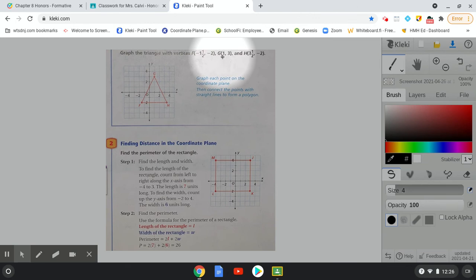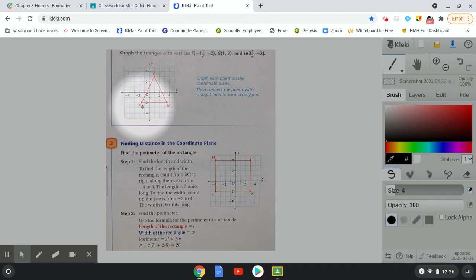Now to graph G, which is 1, 3. Go back to my origin, go right to +1, go up to +3, and plot point G. And then H is 3.5, -2. Go back to my origin. I'm going right to 3.5. So 1, 2, 3.5. So I'm right in between 3 and 4. And I'm going down to -2. 1, 2, and I plot my point H, okay?